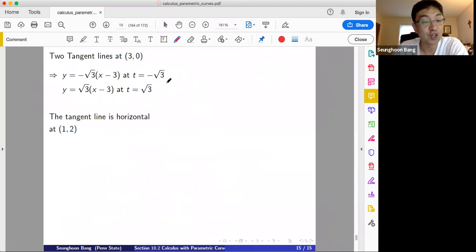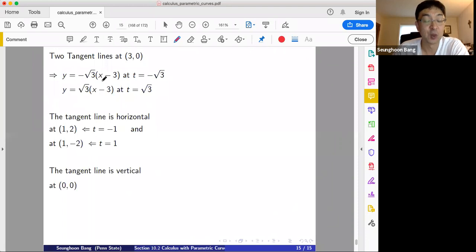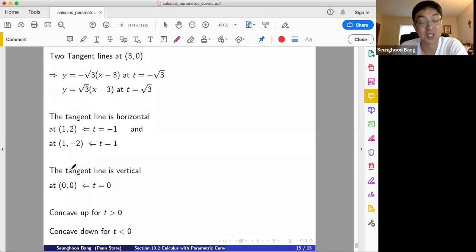The tangent line is horizontal at 1, 2. In this case, t is minus 1. At 1, minus 2, t is 1. This is B. The tangent line is vertical at 0, 0. In this case, t is 0. That's exactly the answer of B. The last one: concave up for t greater than 0, and concave down for t less than 0. So we have this information.